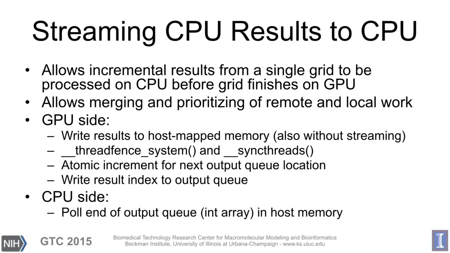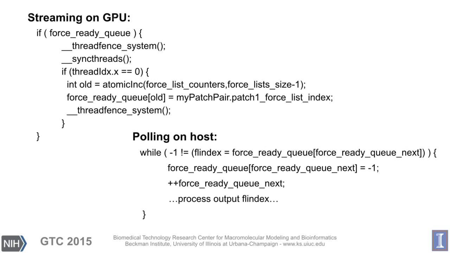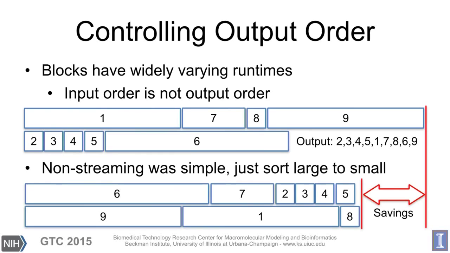So we've been kicking this code around for a while, and we have basic operations. On the GPU side, we use thread fence system, sync threads, and an atomic increment to host mapped memory, and then thread fence system again, and write to the first ready queue. On the host, we're simply polling this piece of data. When it's not -1, we know we've got data, so we can process that data as it comes through.